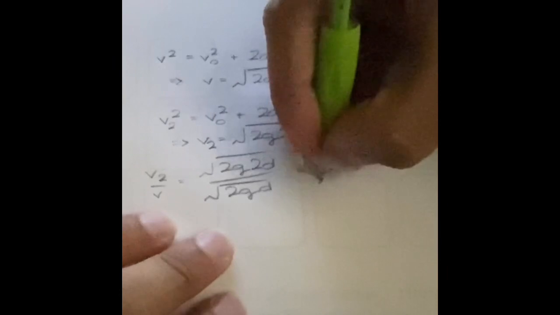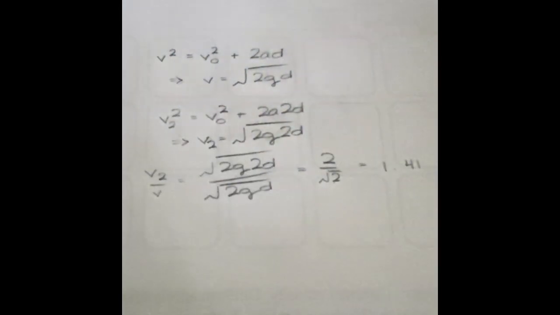When I was evaluating this ratio on the test, the mistake I made was that I forgot about the square root and mistakenly found that v2 was 2 times greater than v. What I should have done instead was recognize the square root and reevaluate the ratio as 2 over root 2. Two over root 2 simplifies to 1.41. Therefore, the answer is 1.41v.